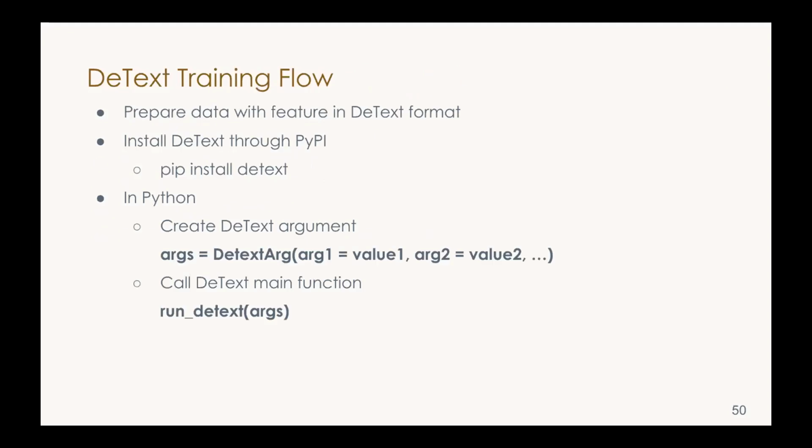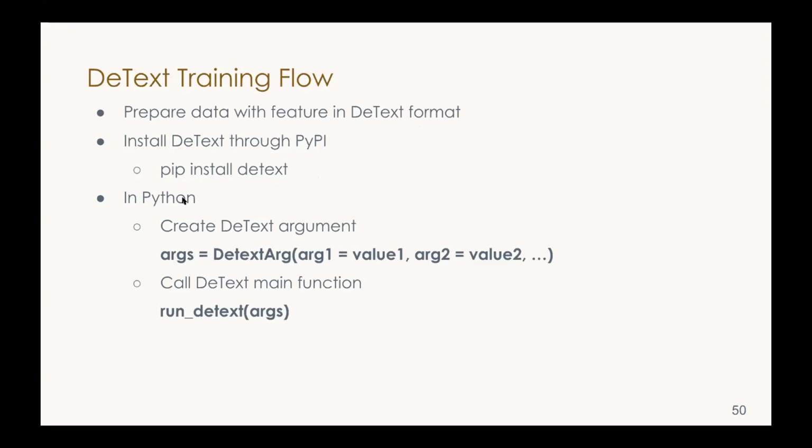So how to use DeText in practice? First, you prepare the data with features in the DeText format. And then since DeText is open source, you can simply install DeText through the PyPI command. Just simply do pip install DeText. And it's worth noting that DeText is now implemented in TF1, and the implementation in TF2 will go out soon.